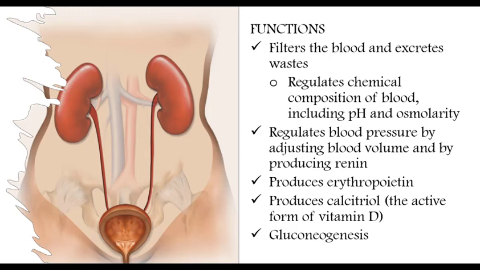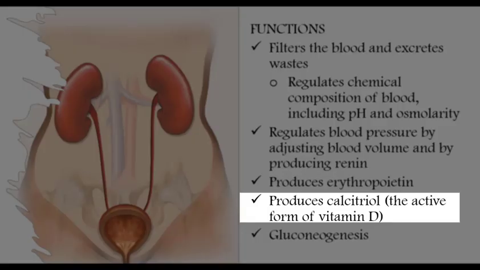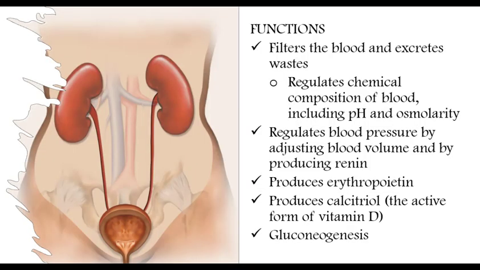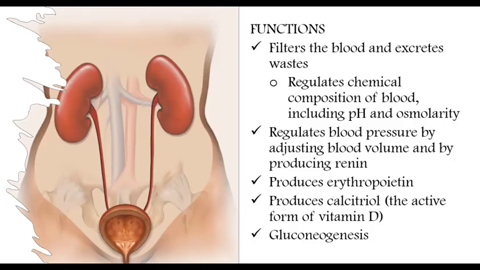The system has other interesting functions, such as producing the hormone erythropoietin, which stimulates red blood cell production, producing calcitriol, which is the active form of vitamin D, and the kidneys are one of the few organs in the body that can do gluconeogenesis, that is, making brand new glucose from non-carbohydrate sources.